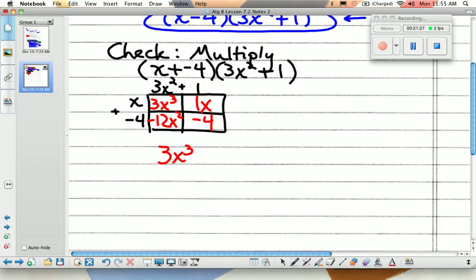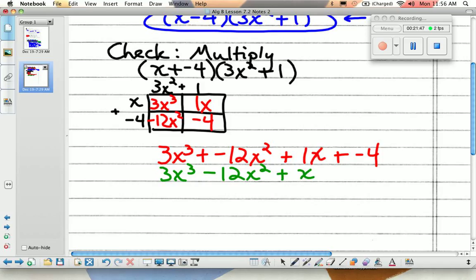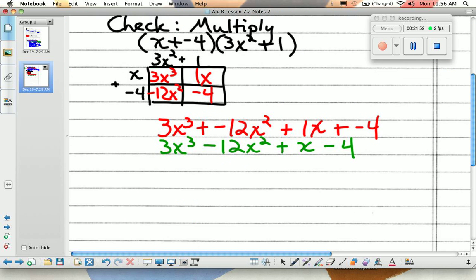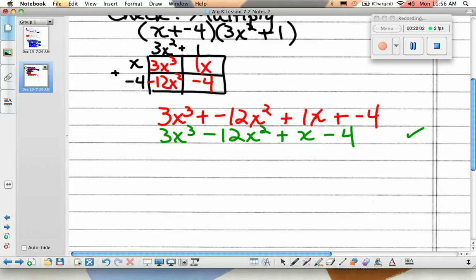What should end up happening is you should not end up with any like terms. And so you want to put them in the order that will get you standard form so that you can go back to the very original form, clean it up, and make sure it looks like what we started with. Is that what we started with? 3x cubed minus 12x squared plus x minus 4. It checks.